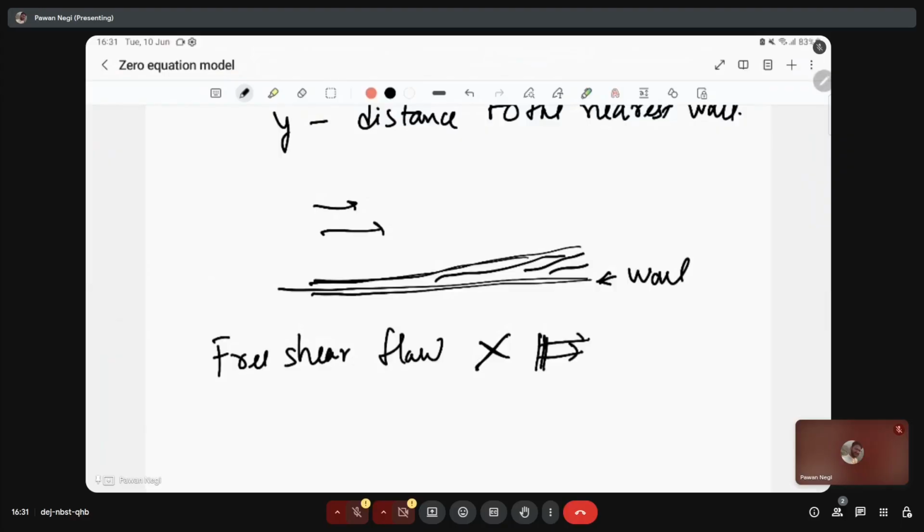We'll stop here for now, and in the next lecture we'll talk about the one equation model, and we'll also use that model to simulate flows using OpenFOAM.